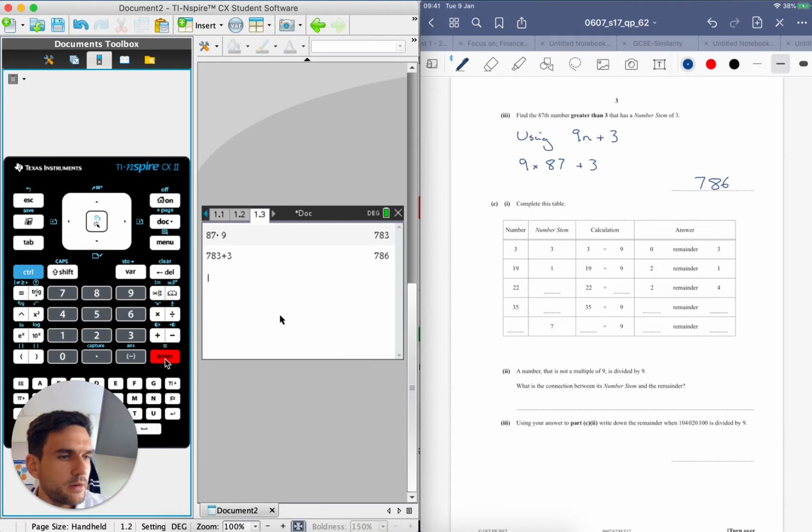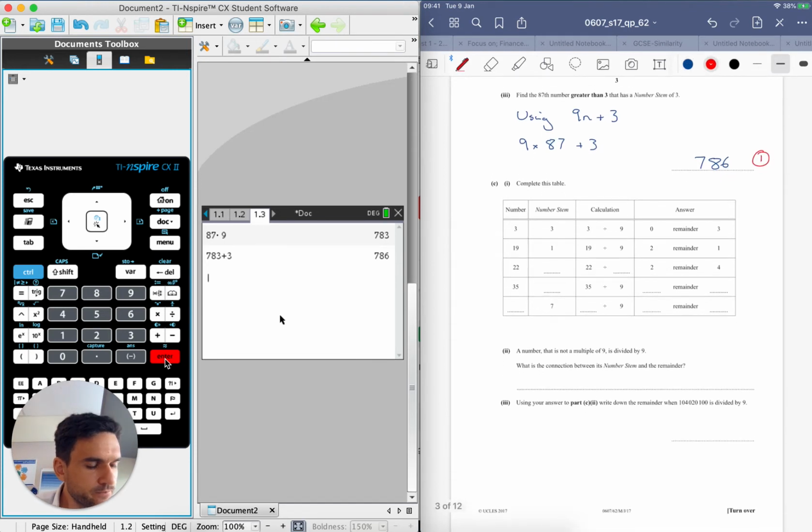For 1 mark. Okay. Now, complete this table. Right, let's have a look at what's going on here. So we're given some numbers. So these numbers down the side are given to us. Well, the first few are anyway.